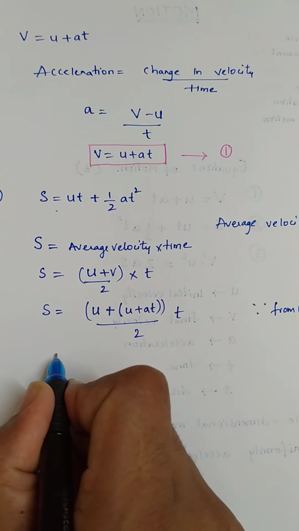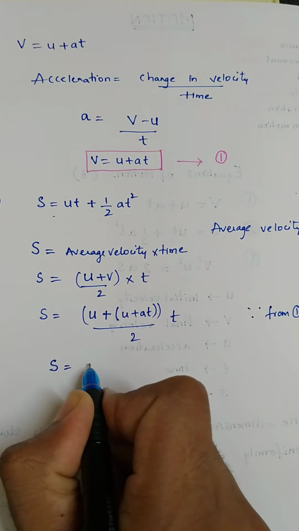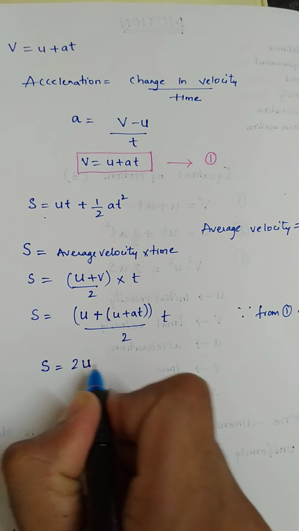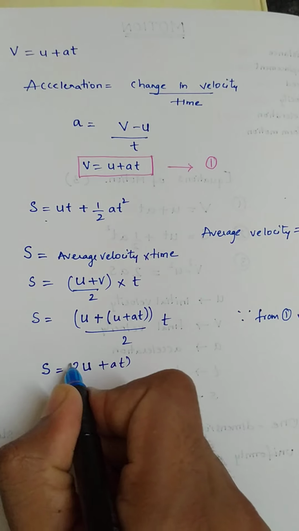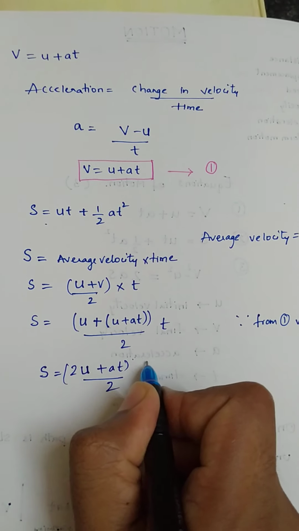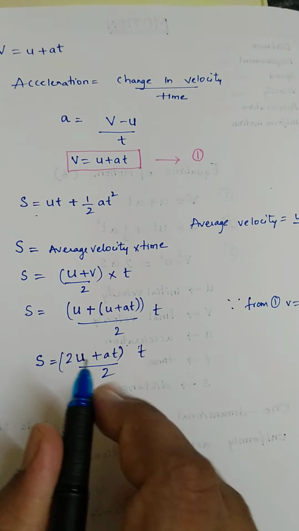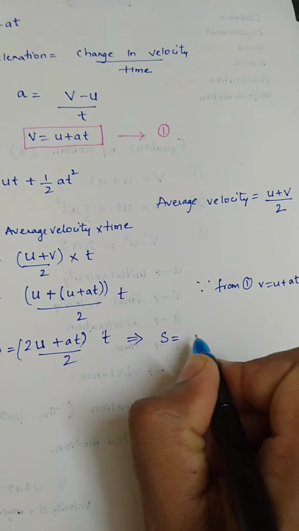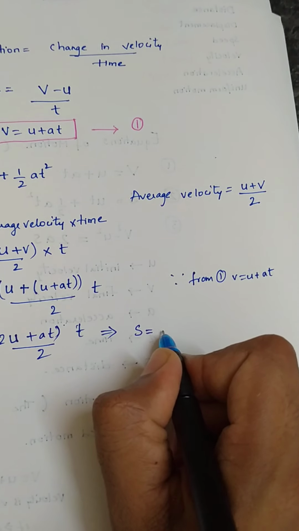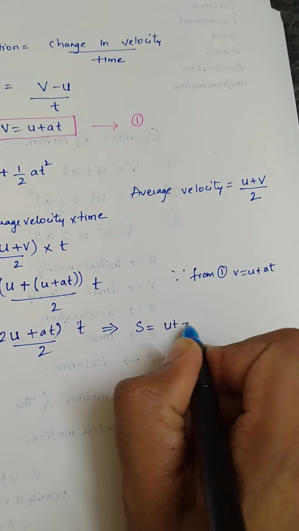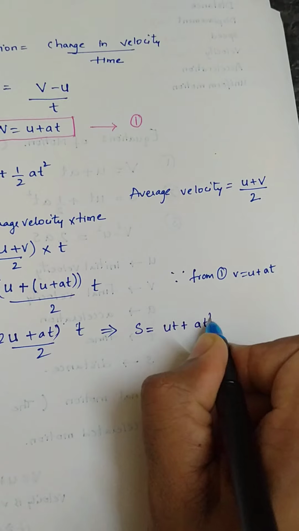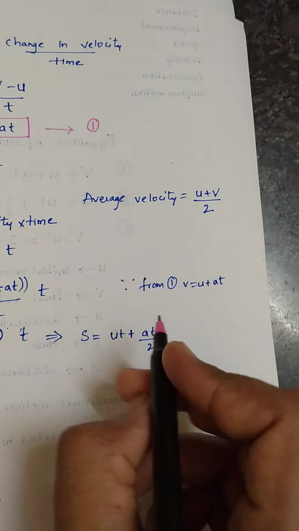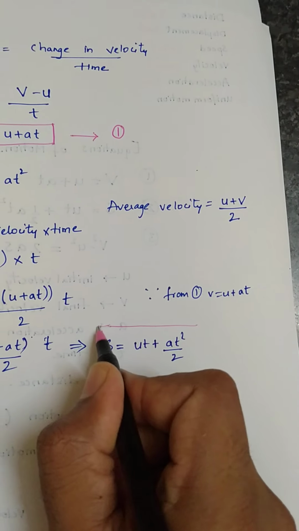Now simply multiply, you get u plus u is 2u, (2u plus at) by 2 into t, which is nothing but, you get s is equal to, 2 gets cancelled, you get ut plus at square by 2. That's what we got. So this is nothing but the second equation of motion.